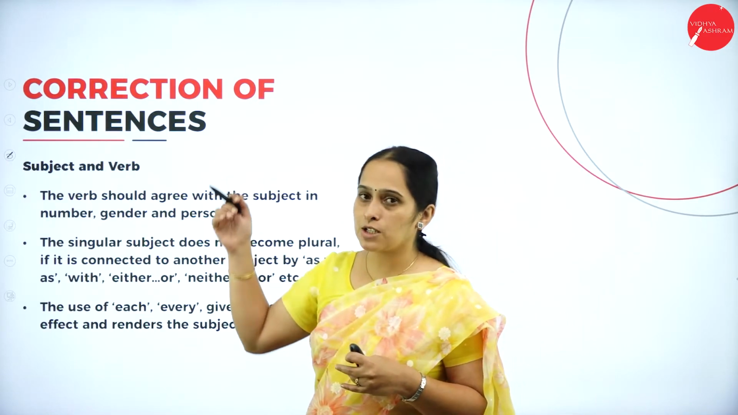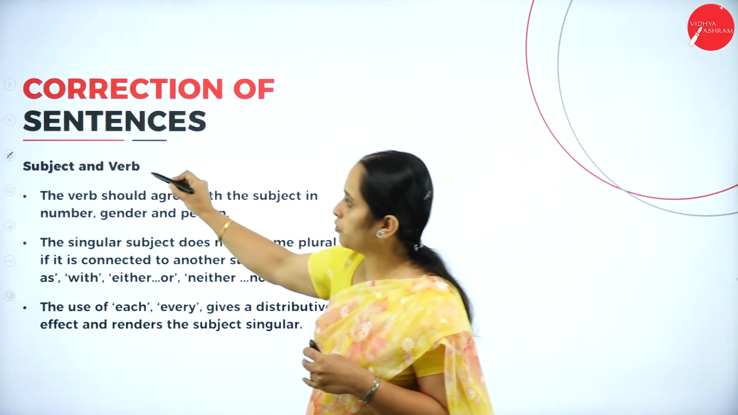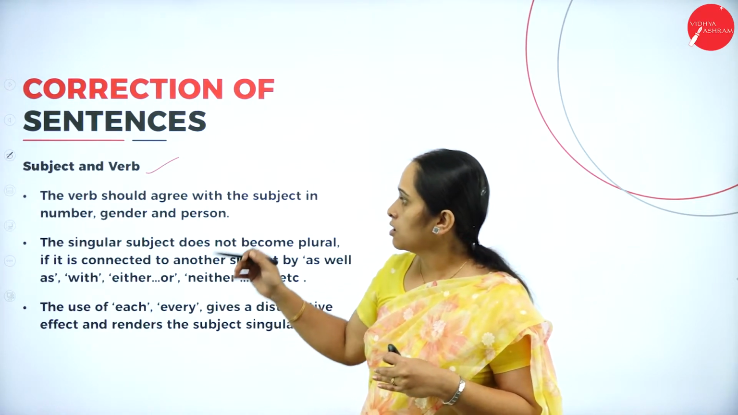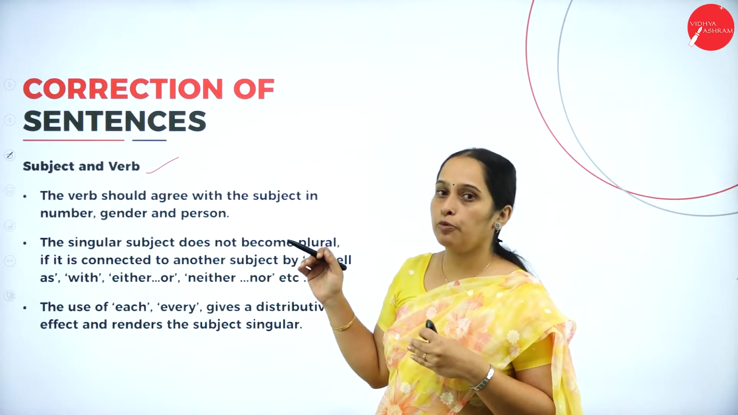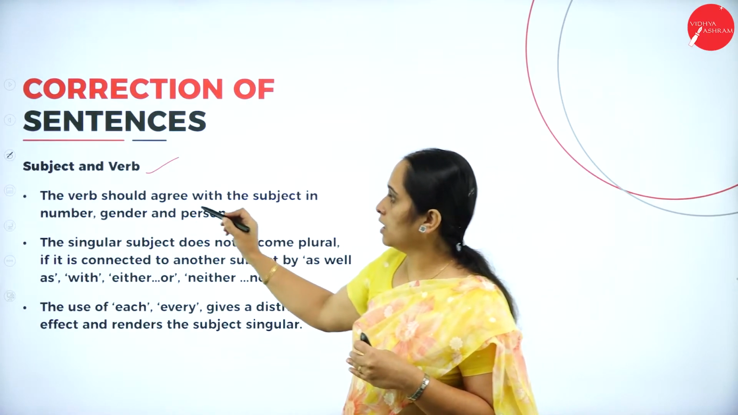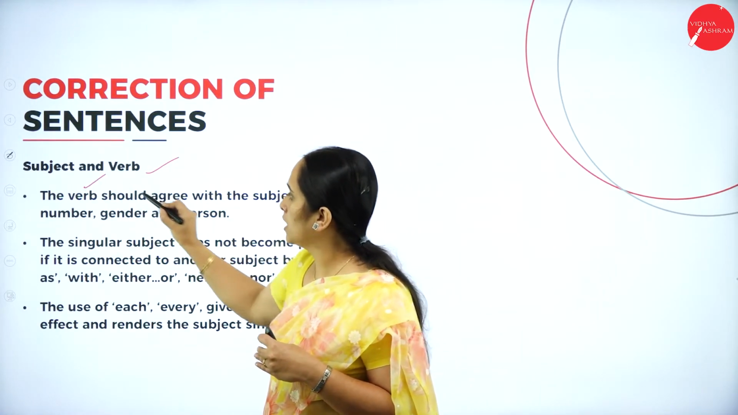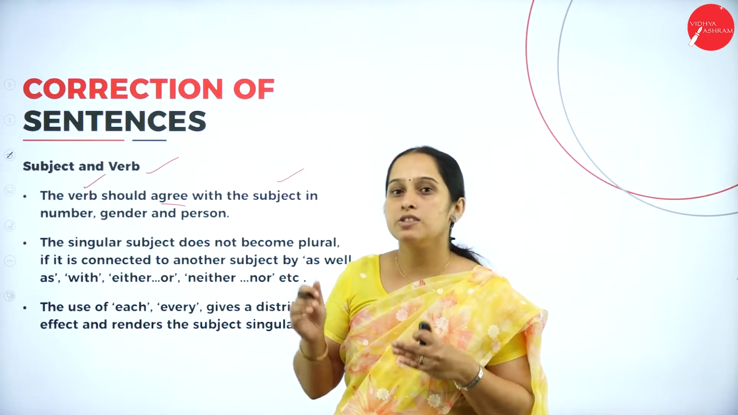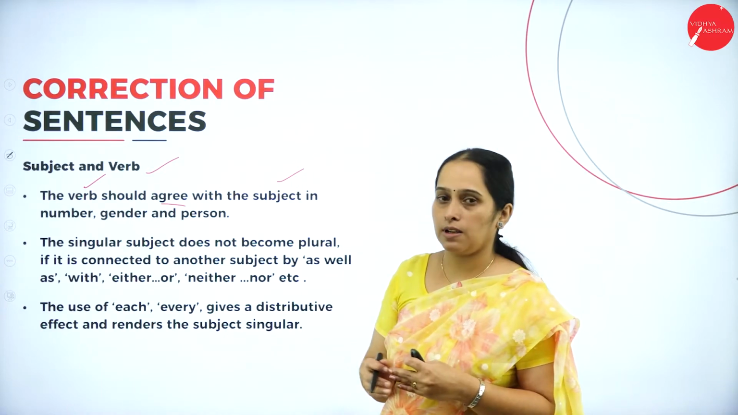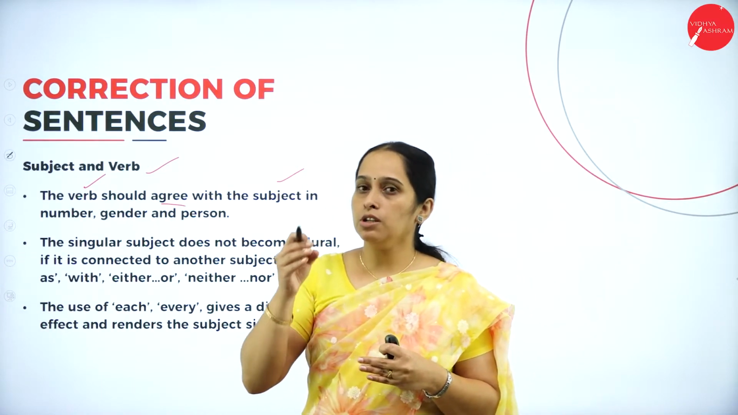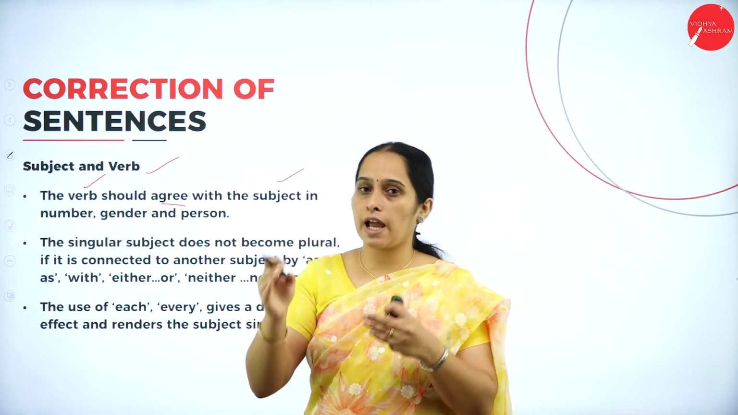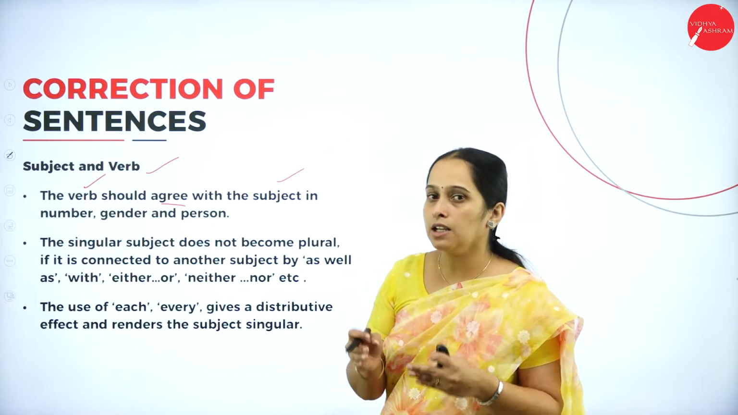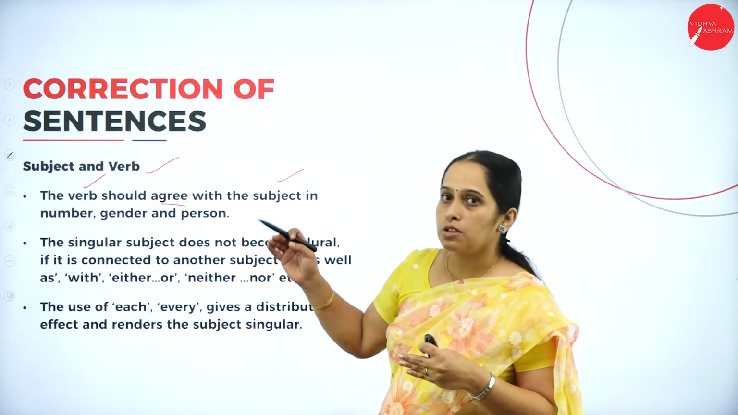So the first one is subject and verb. We have to take care of the subject and verb. The verb should agree with the subject. Here the verb should agree with the subject in number, gender and person.